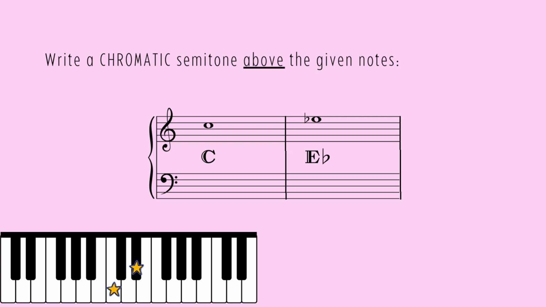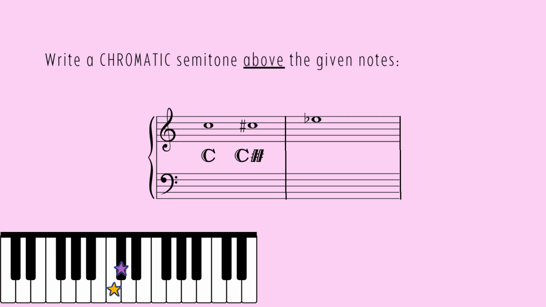Let's work through some practice questions together. Write a chromatic semitone above the given notes. So for this example, we have C as a given note and then E flat as the other given note. And we're looking to write chromatic semitones above these notes.